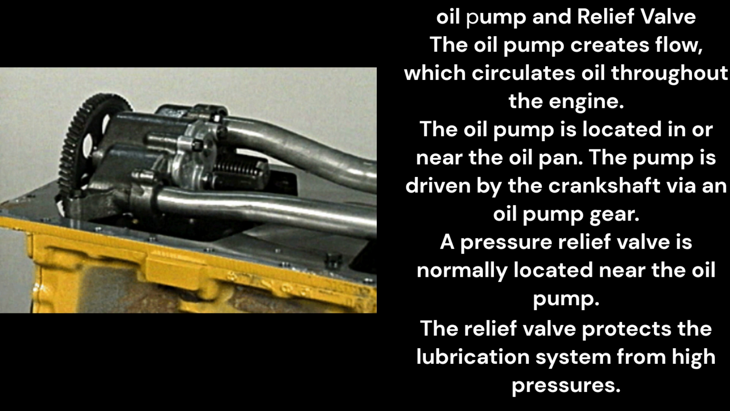Oil pump and relief valve. The oil pump creates flow, which circulates oil throughout the engine. The oil pump is located in or near the oil pan. The pump is driven by the crankshaft via an oil pump gear. A pressure relief valve is normally located near the oil pump. The relief valve protects the lubrication system from high pressures.